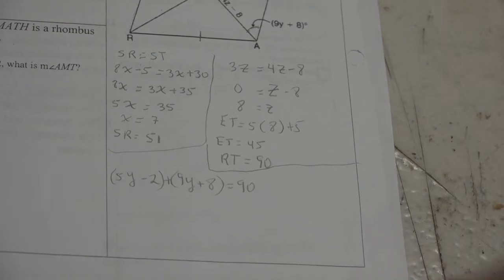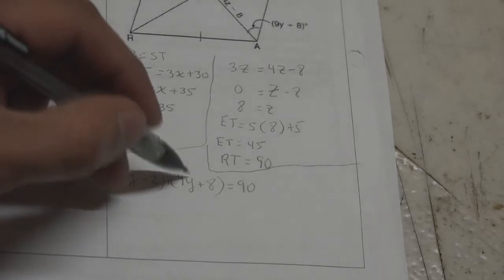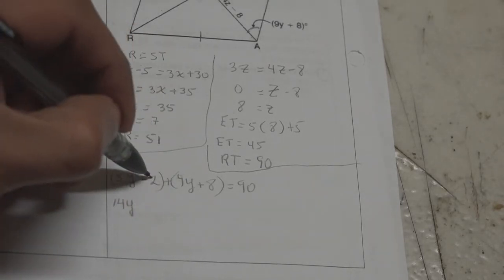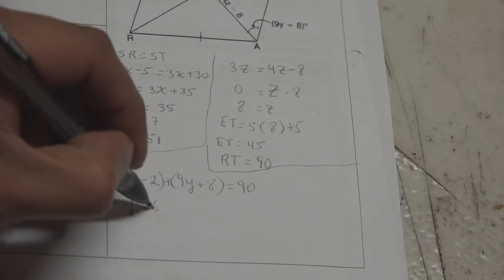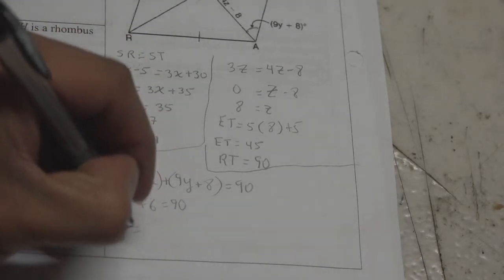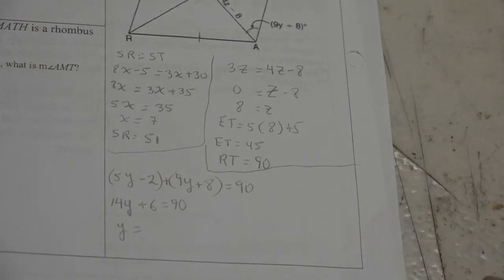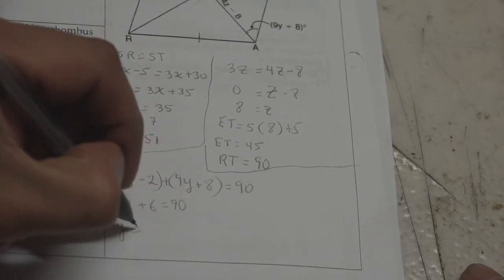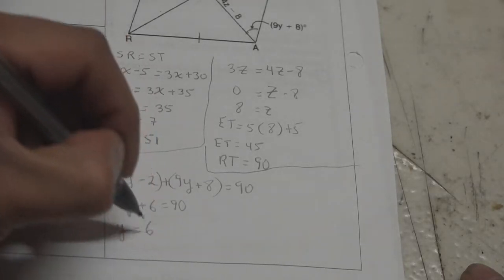All right. Now let's just add the like terms. So 5y plus 9y is 14y. And negative 2 plus 8 is positive 6. And that's 90. All right. So the rest I leave up to you. Just solve the equation and tell me what the value of y is. I'm waiting for it right here. I'll give you 1 point to whoever comes up with the right answer. Okay. So y, you're right. y is 6. You got it.